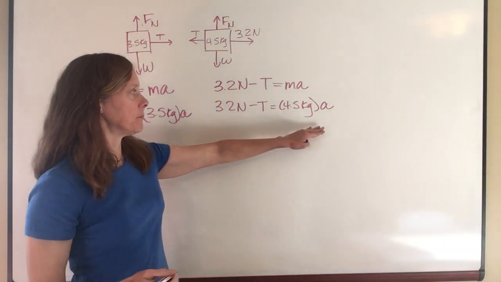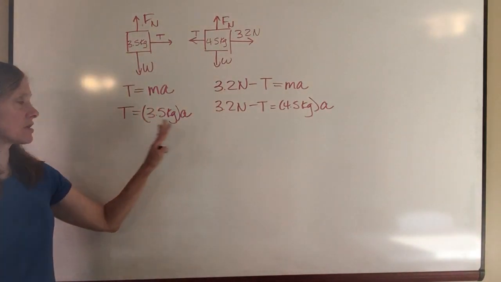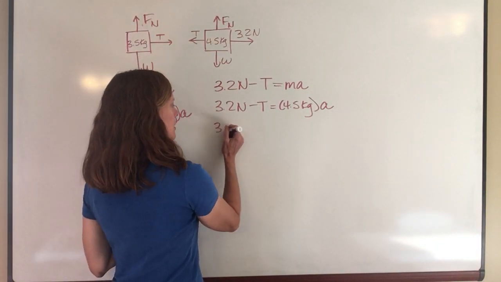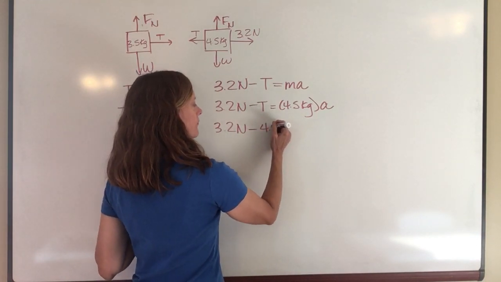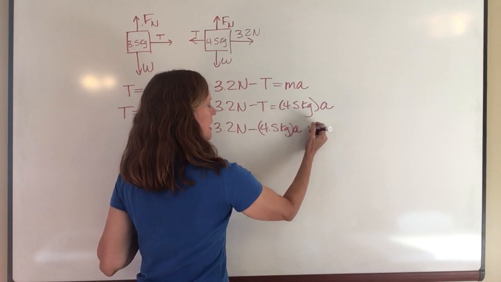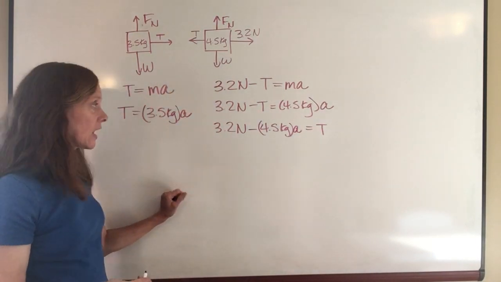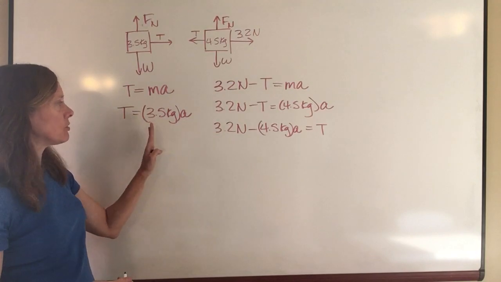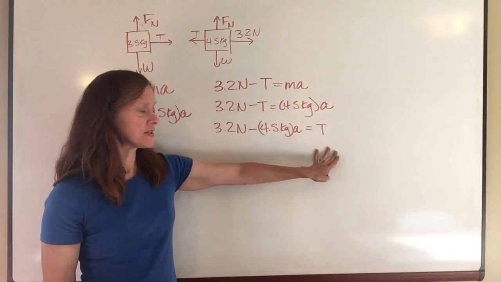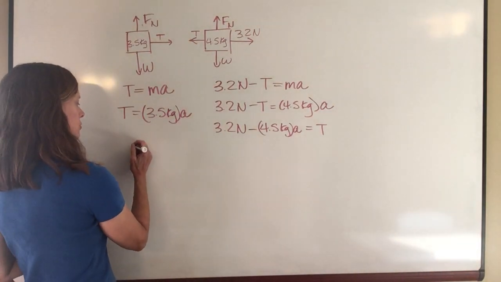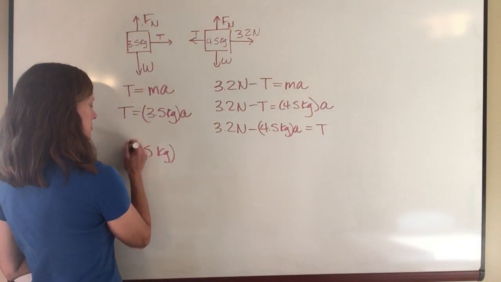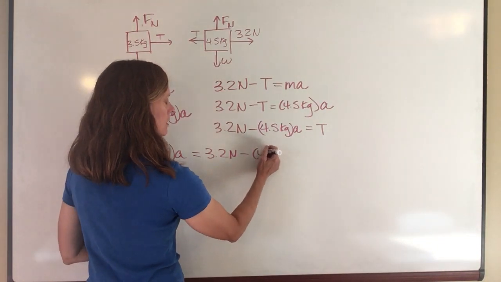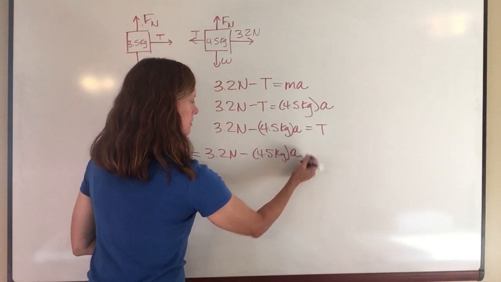And again, I've got an equation with two unknowns, but it's the same unknowns that I have over here. So one way that you can think about this is I can say 3.2 newtons minus 4.5 kilograms times A equals T. Okay, so what I did is I solved both equations for T, and what I can do is say, well, if this is equal to T and this is equal to T, then I can just set these two pieces equal to each other. So I could have 3.5 kilograms times A equals 3.2 newtons minus 4.5 kilograms times A.